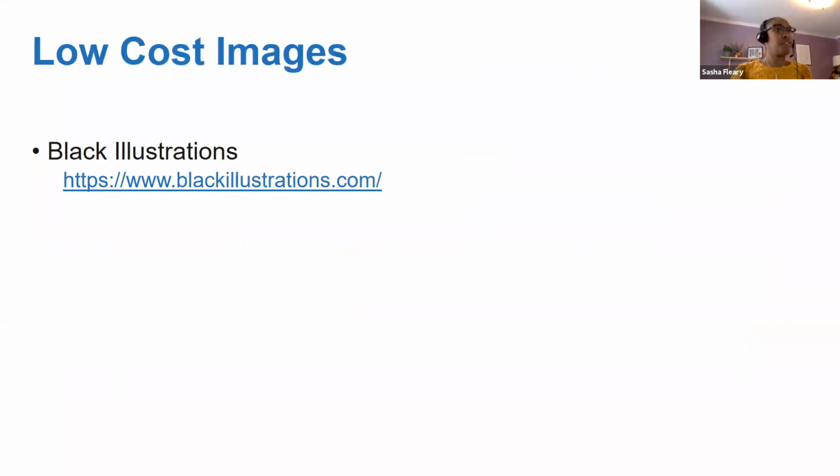And for the first sample flyer you saw, I got those images off of blackillustrations.com. They have different hues and they have a bunch of free images, but then the other images are also very low cost, like you can pay $25 for a deck of hundreds of images, and they release all copyright, so you can put it on your materials freely. So I like using their stuff for that reason, and they're constantly upping it. They have a lot of free versions too.